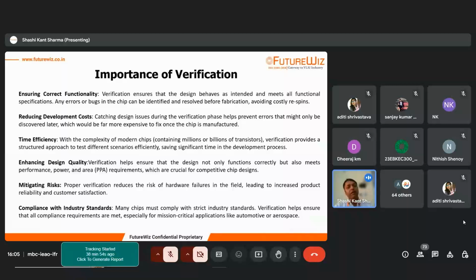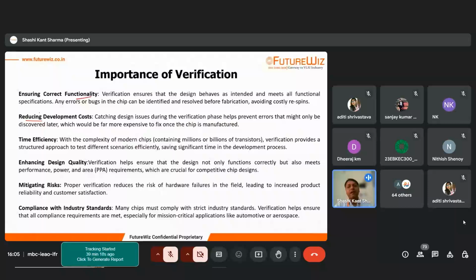The first one is ensuring the correct functionality. If you don't verify, we will not be sure, we will not ensure that my design is perfectly fine. So with verification, we are ensuring that my design is accurately behaving according to the expectations we have. Next, this is reducing the development cost.